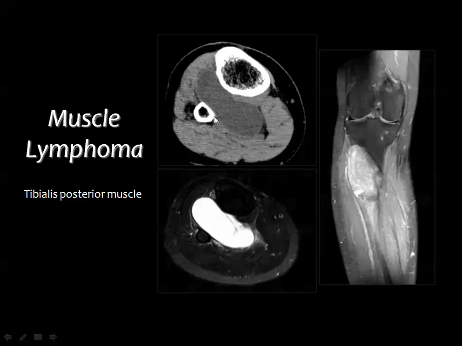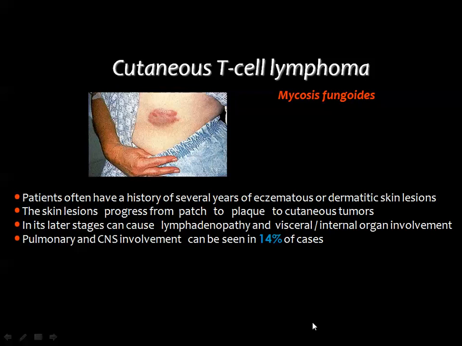On CT scan, you see a relative hypodense mass, which showed bright signal on T2 weighted image and some enhancement. This is T2 weighted image also, and you see the brightness of the lesion.